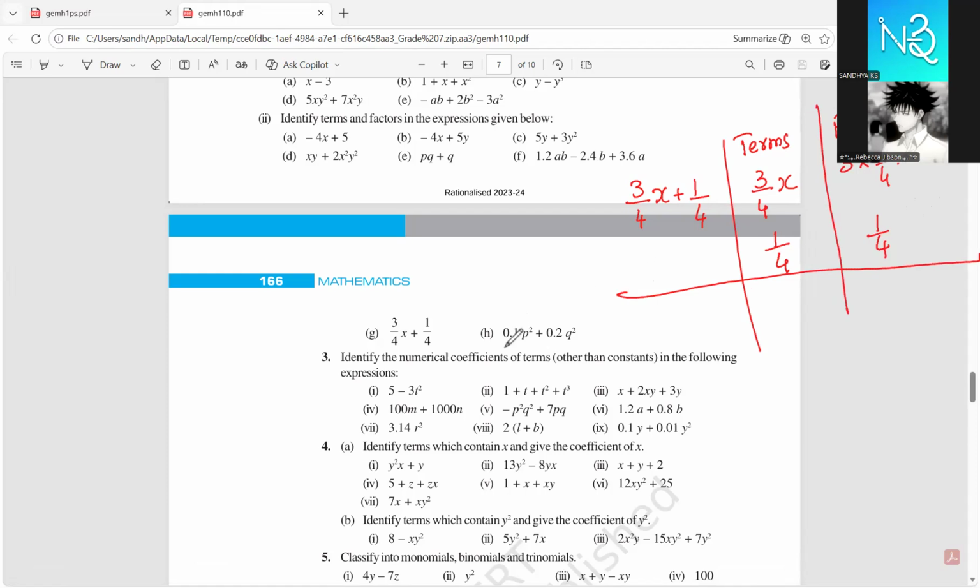Next, 0.1 p squared plus 0.2 q squared. What are the terms? 0.1 p squared. What are the factors? We can write 0.1, p, p, or you can write 1 by 10, like that also you can write. Then the next term is 0.2 q squared. We have 2 into 0.1, so 2 into 0.1 is 0.2. So we write 2 and 0.1, q, q. Clear? So terms and factors you need to know.